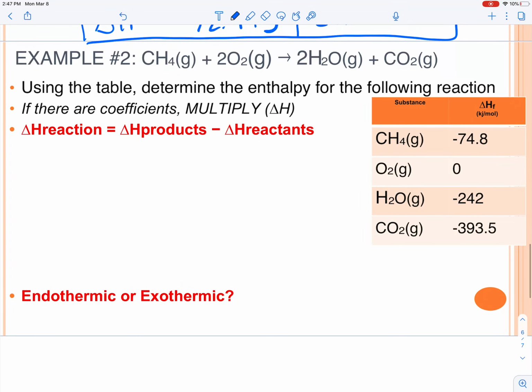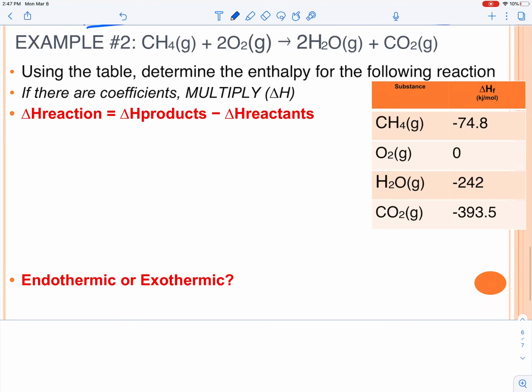All right, let's do one more, this time using a few more numbers here. So the process is the same. We're going to take total products minus the total reactants. So I'm going to use brackets. It's going to help me separate the two. So I've got 2 waters and a carbon dioxide. So let's just write the elements first. So the total is going to be 2 waters and carbon dioxide. Remember, products go first, and then we subtract the reactants.